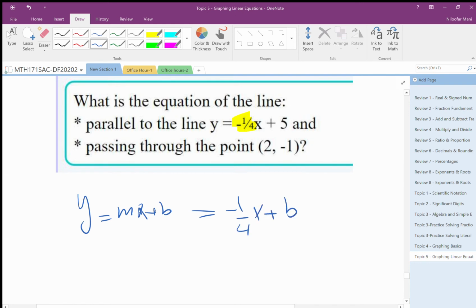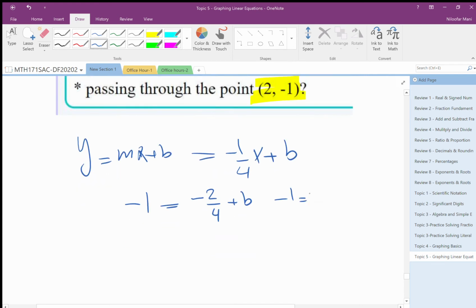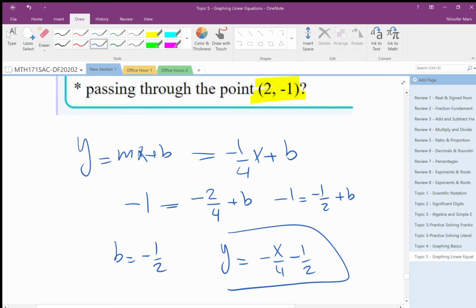But you don't have b. How do you find b? I use the point here. This point is not on the original line. It's on the new line. So I do -1 equals -2/4 plus b, and I find b. So -1 equals -1/2 plus b, then b is -1/2, and the answer is y equals -x/2 -1/2.